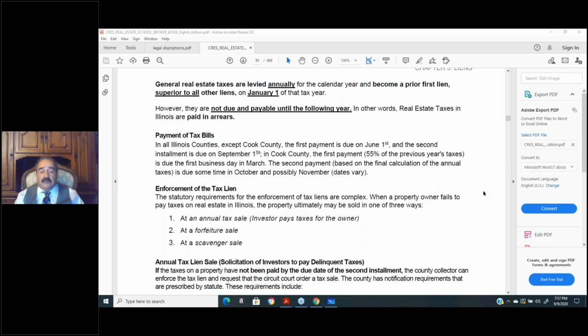Now we have a scavenger sale. The scavenger sale shows up after the 2.5 years have passed. That's when the scavenger sale shows up, after the 2.5 years. So what happens is that anyone can buy that property, starting bid $1.